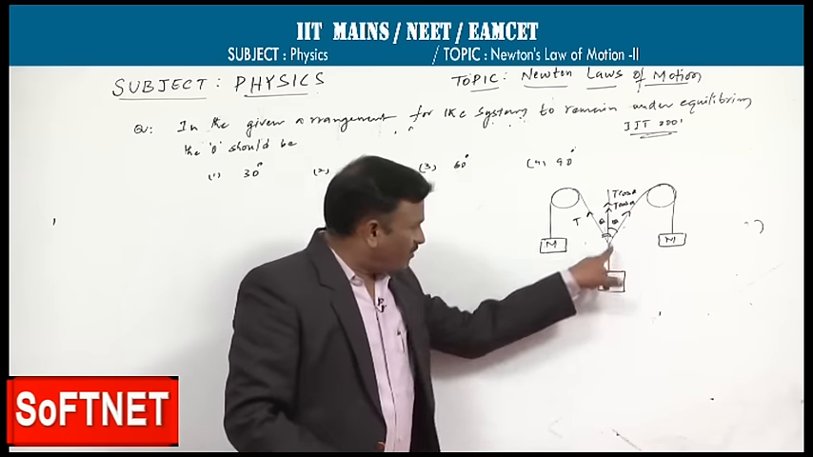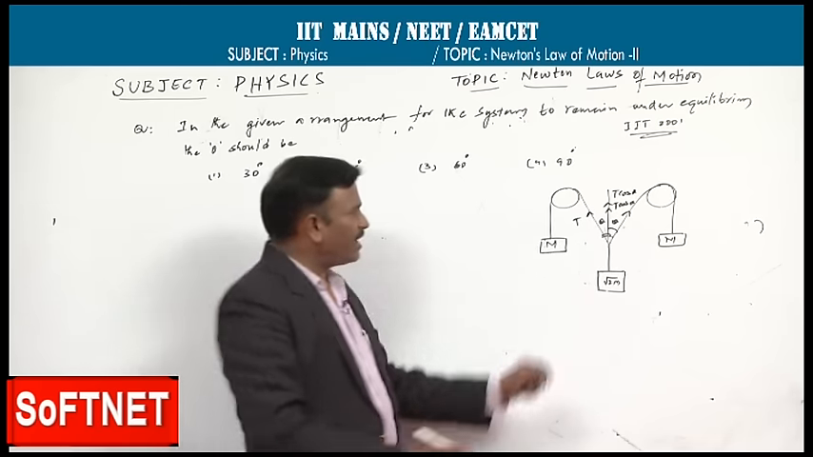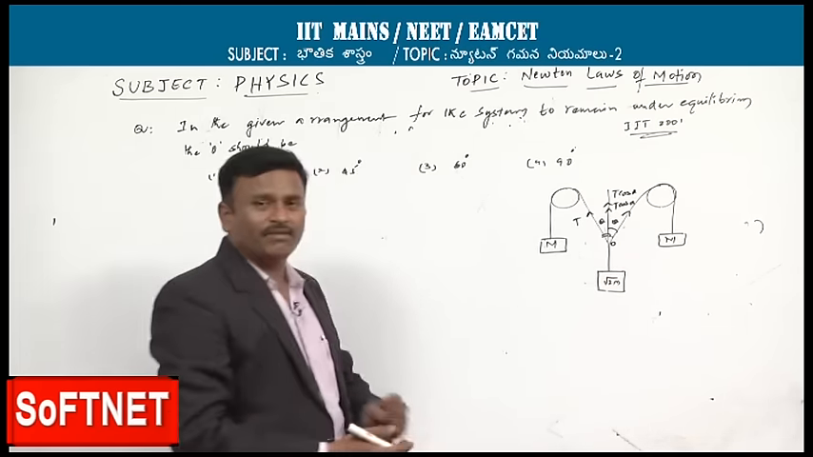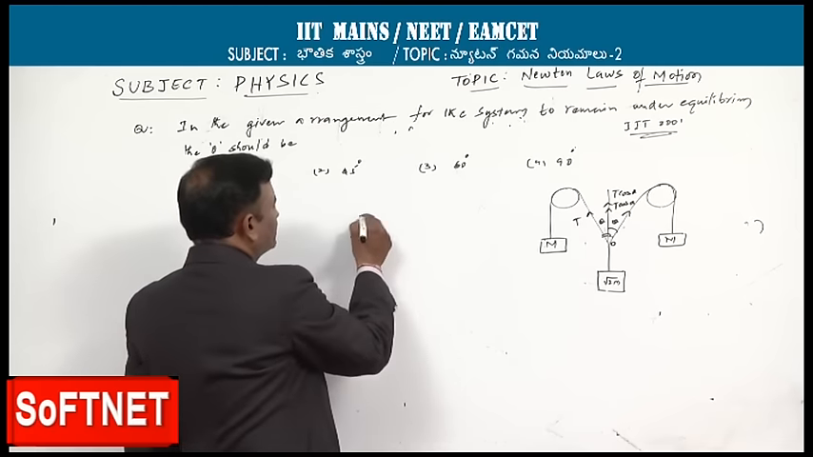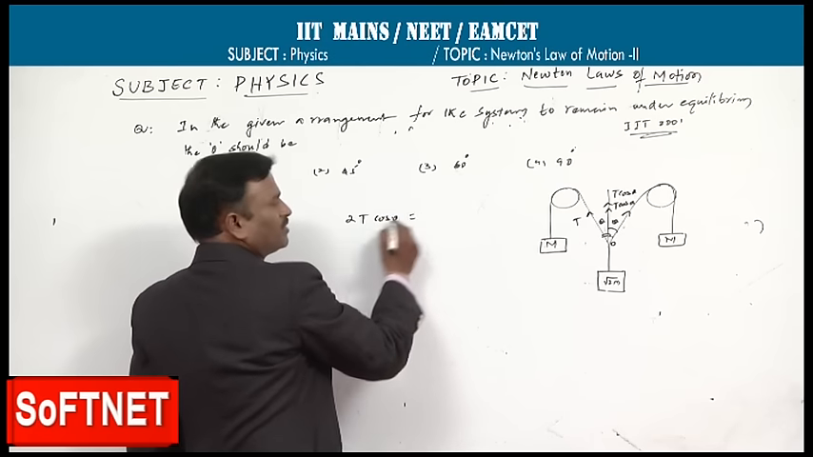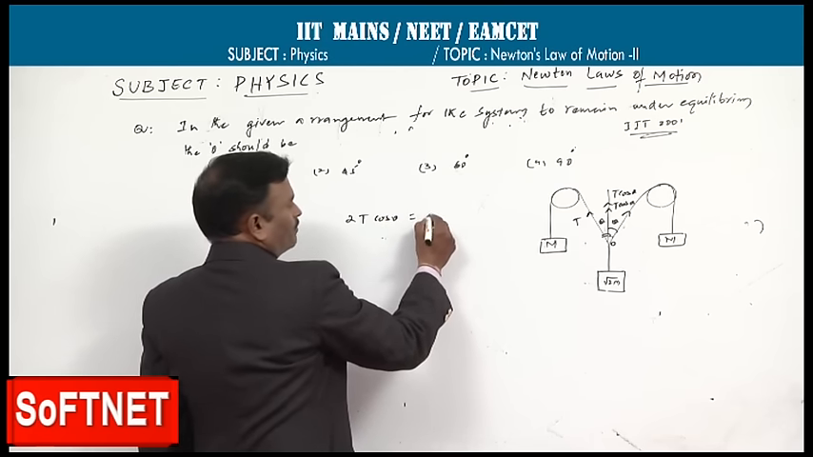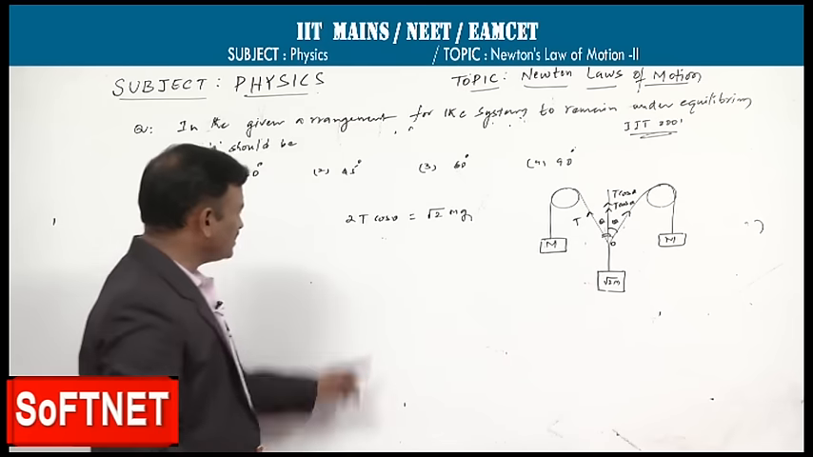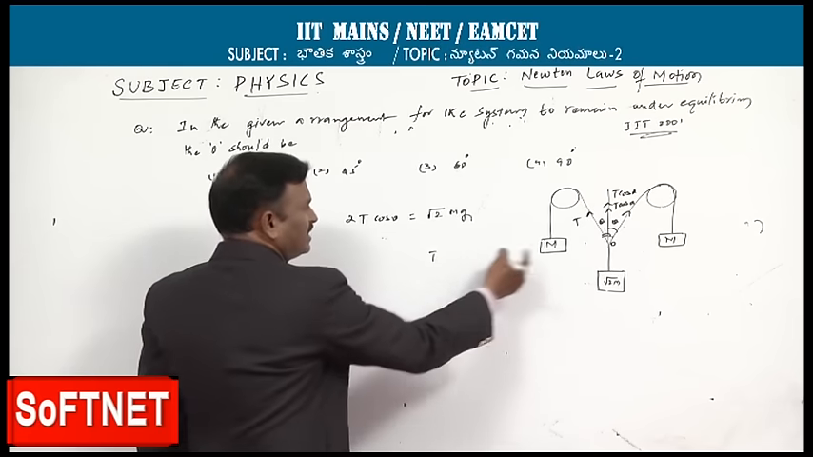So in total, for equilibrium, at this point the downward weight should be equal to the upward force, and only then it will be in equilibrium. So we can take T cos theta plus T cos theta, which is 2T cos theta, should be equal to the downward force, root 2 into mg.